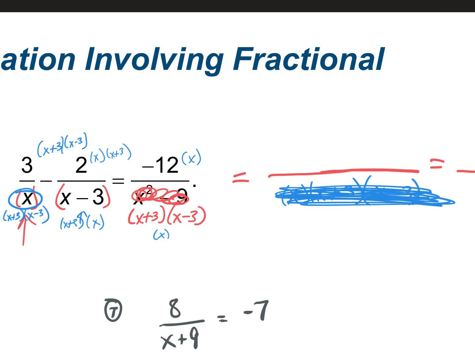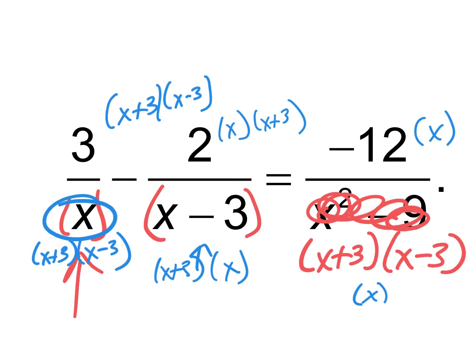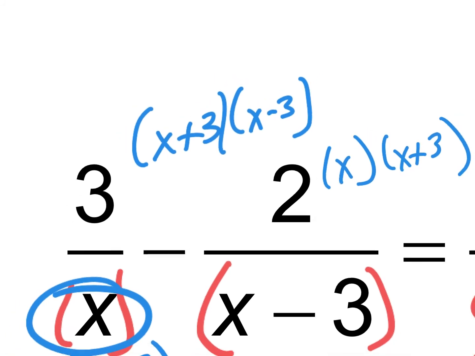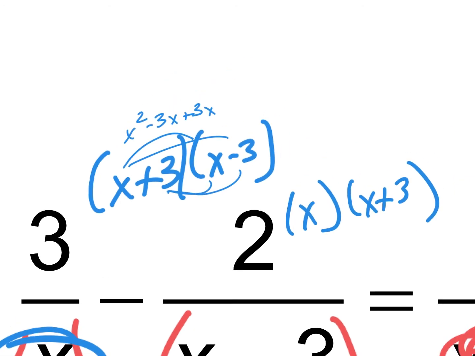Now we have to do the math part. So are they all canceled? The bottom is gone. You've created an equivalent equation on the top. So what do I have to do first here? I have to FOIL. What's x times x? x squared. Then I have x times negative 3, negative 3x. 3 times x is positive 3x. And then I have 3 times negative 3 is negative 9. What happens with the plus and minus 3x? They cancel out. So I'm left here with x squared minus 9.